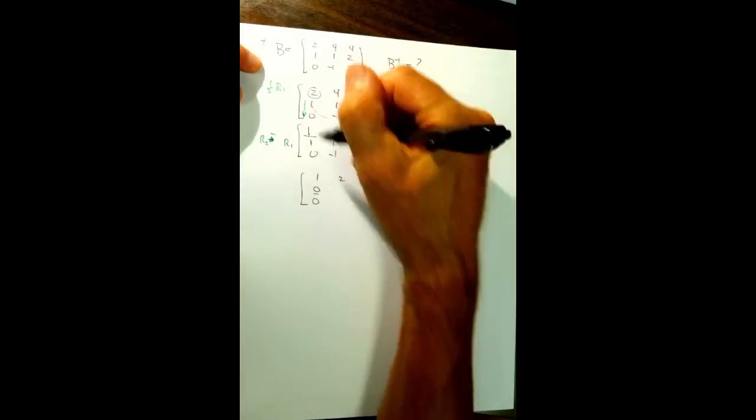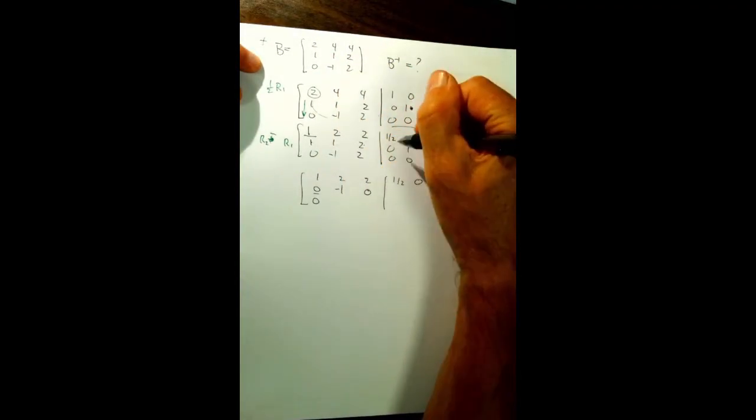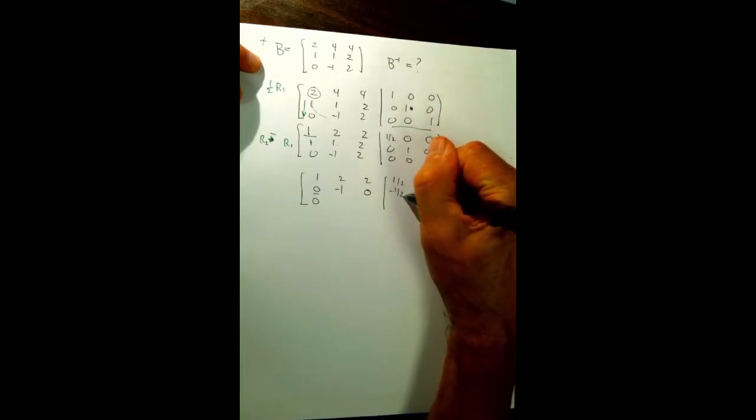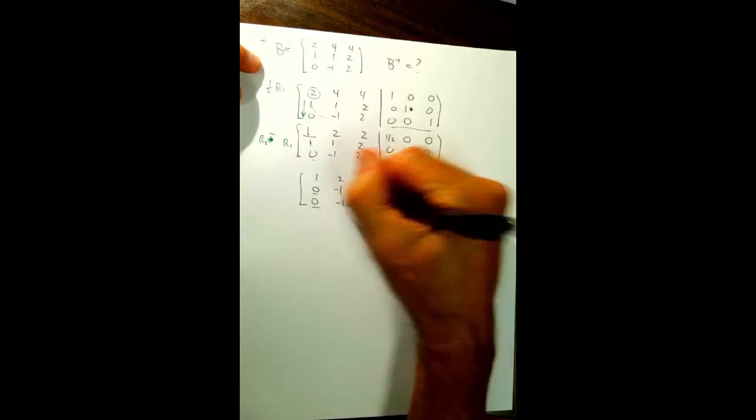So that means 1 minus 1 is 0. 1 minus 2 is minus 1. 2 minus 2 is 0. 0 minus a half is minus a half. 1 minus 0 is 1. 0 minus 0 is 0. Okay, now to get a 0 here, there's already a 0 there, so I'm just going to leave it alone and do nothing.